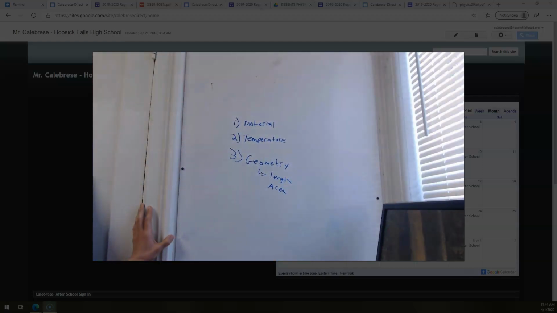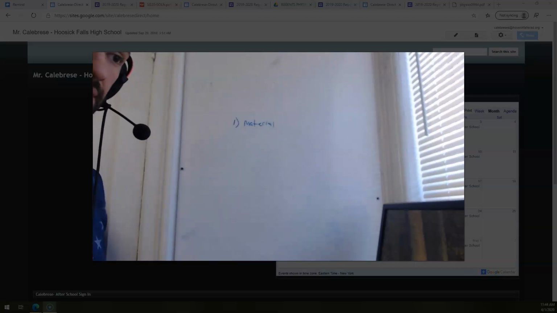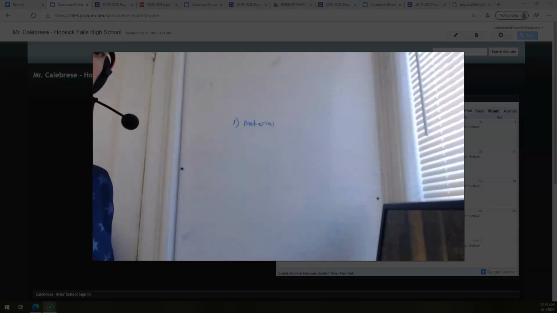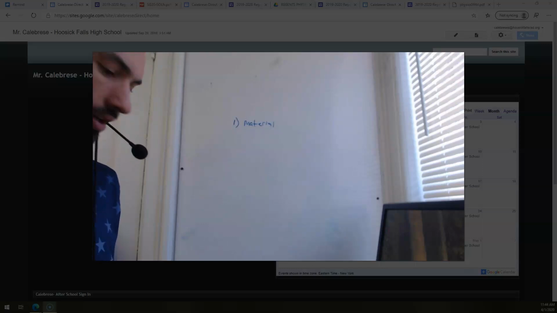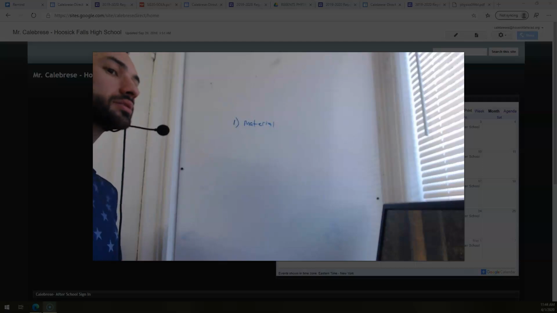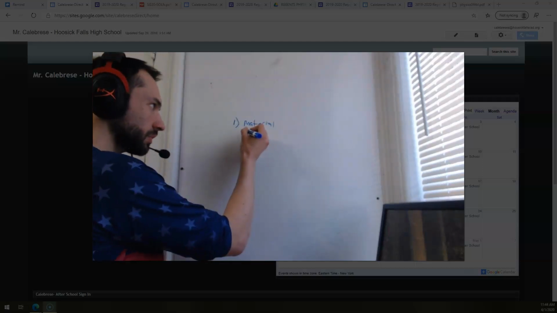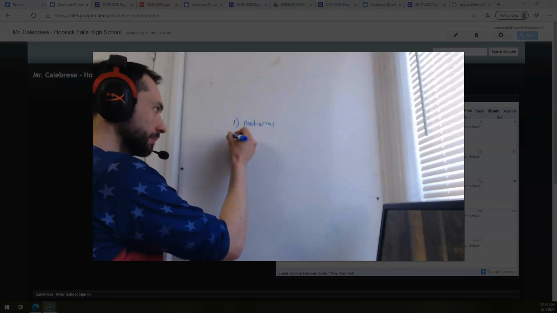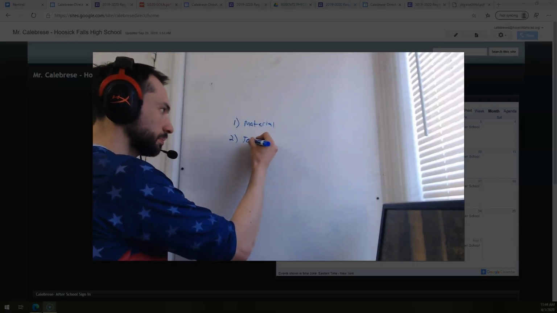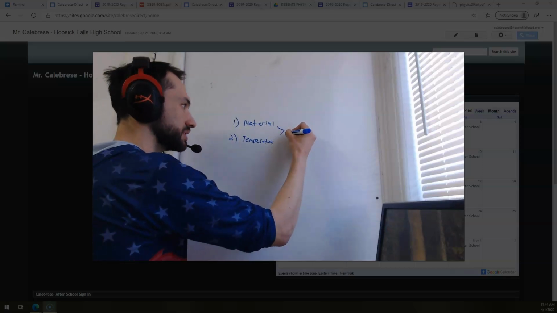Okay, so let's talk about this. Material. Well, we know that some things conduct electricity, some things don't. Some things conduct really easily, some things conduct, but not great. All right, so that's the material difference. The material and the temperature both affect something called, not resistance, but resistivity.